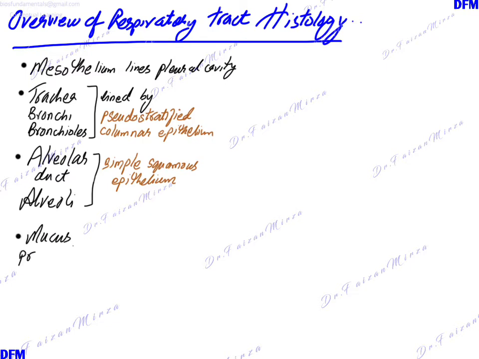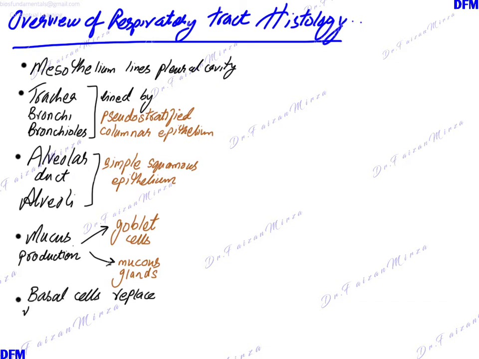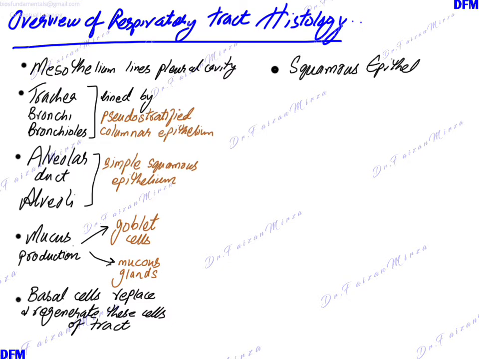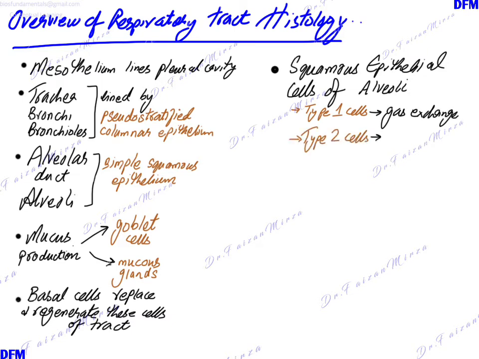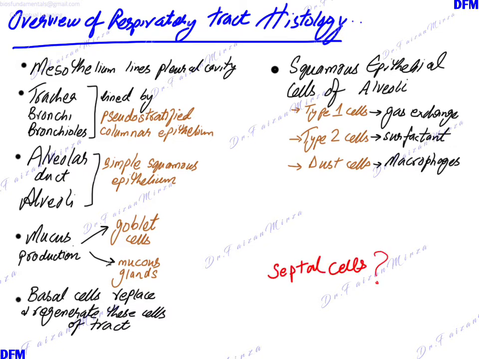Mucus producing cells, there are two types. You have goblet cells and mucous glands. Note the change in the spelling of mucus and mucous glands, although both are pronounced the same. Then we have basal cells, which replace and regenerate all these tissues by the process of mitosis. We have a squamous epithelial lining that lines the alveoli. And what types of cells do we have in alveoli? We have four distinct types. Type 1 cells allow gas exchange. Type 2 cells of alveoli release surfactant. Then there are dust cells, which carry macrophage properties. And then there are also septal cells, so you can look up what septal cells are.